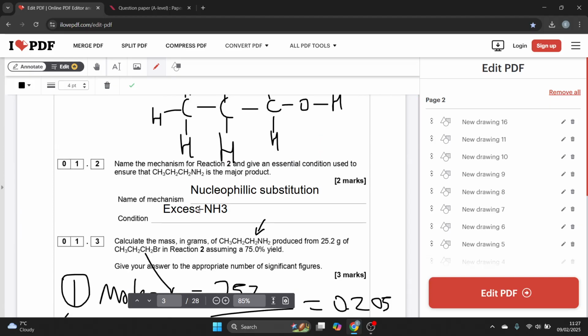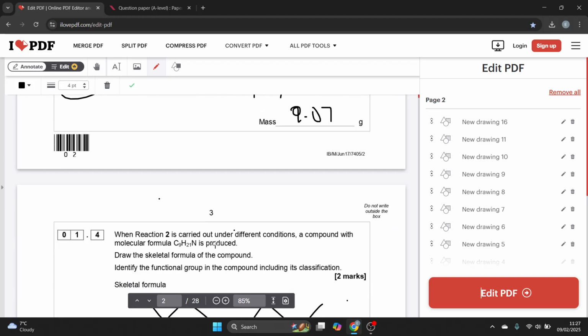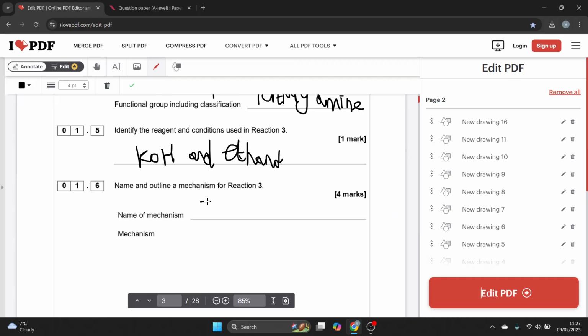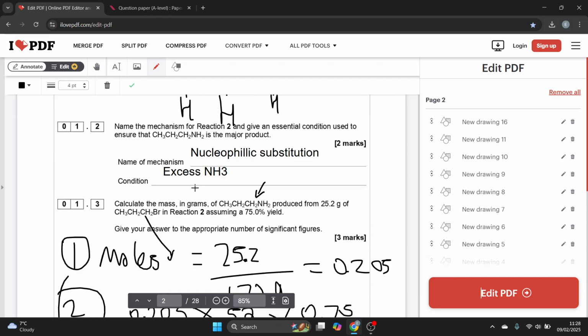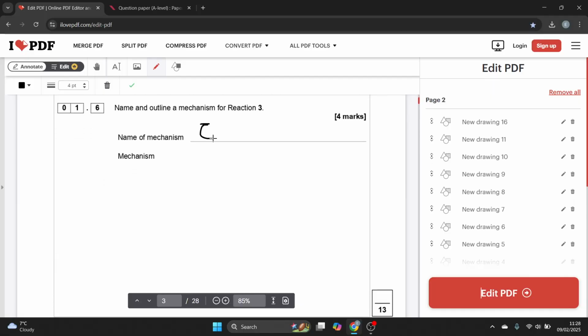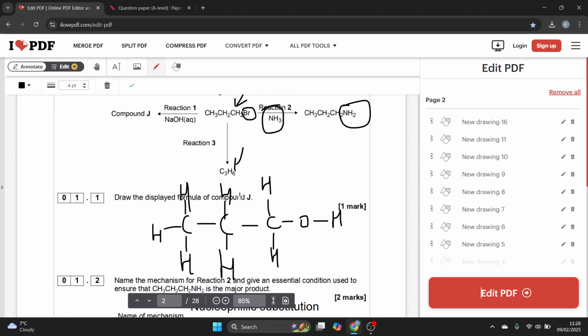Name and outline the mechanism for reaction 3. Halogenoalkane to alkene, so it's obviously going to be electrophilic addition. No, it's not. Electrophilic addition is alkene to something else, so it's going to be elimination. It's a simple mistake on my end. Elimination. 4 marks for this, so I definitely don't want to get it wrong.